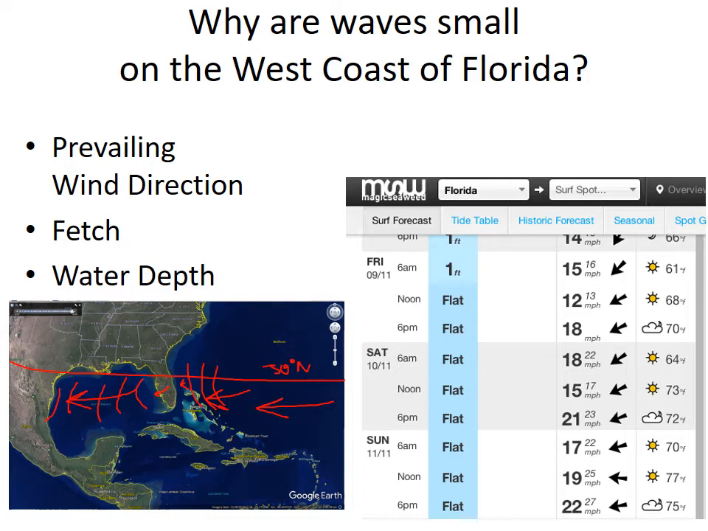Another reason is fetch. So fetch is the distance that waves have to build up. So in the Atlantic Ocean, we can't even see the entire Atlantic Ocean on this diagram, but it's really wide.